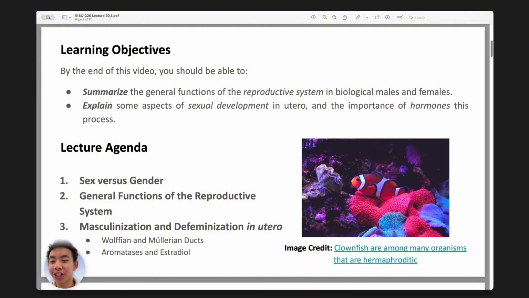Okay, so sex versus gender, functions of the reproductive system, and masculinization and defeminization in utero. Okay, boom. On the image on the right, we have clownfish. These things are kind of fire. They're called hermaphroditic, meaning that at certain times of the year they're male, and at other times of the year they're like, nah, I'm gonna be female. So they switch up, but kind of fire.